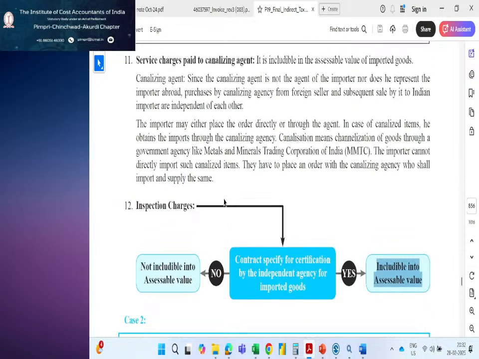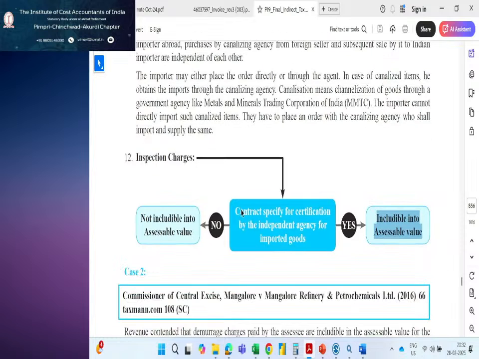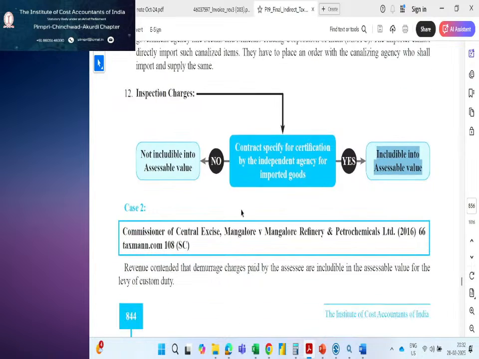So what are the items we should consider while calculating the assessable value? Why is it important? Because based on the assessable value, you are going to derive the duty amount, and the duty amount you need to pay to the customs department. That's the reason the valuation is important.